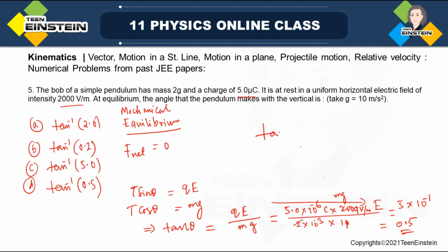So if tan theta is 0.5, theta will be tan inverse of 0.5. So C D will be the correct answer for this question. This is how you have to solve this problem. Now we'll pick up one or two more problems.